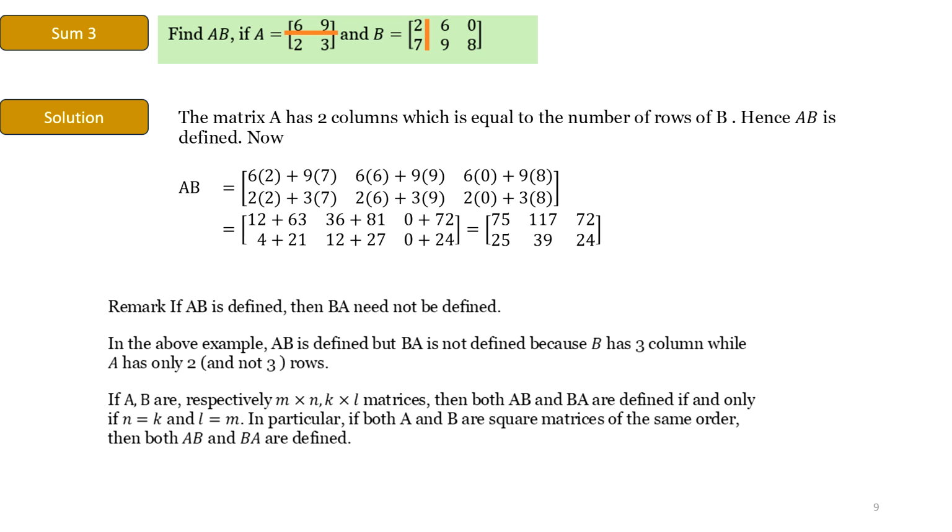If AB is defined, it is not necessarily true that BA will also be defined. In this example, while AB is defined, BA is not defined. The reason being B is a 2 by 3 matrix and A is a 2 by 2 matrix. And since the number of columns in B does not match the number of rows in A, BA is not defined. If both A and B are square matrices, then AB and BA both are defined.